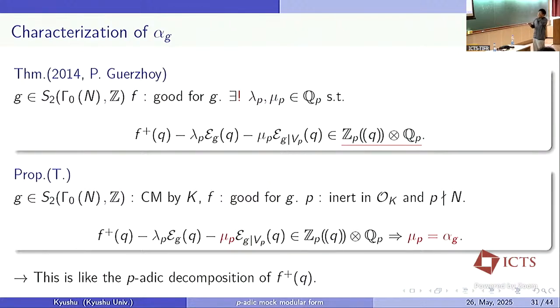Okay. First, we give the new characterization of alpha z. In 2014, Pavel Guerzhoy showed this theorem. Let Z be in S2 gamma 0 n, and F be a good drift for Z. Then there exist unique p-adic numbers, lambda p and mu p, such that F plus Q minus lambda p epsilon ZQ minus mu p epsilon ZVPQ is in GPQ tensor QP. And I focus on the coefficient of epsilon ZVPQ, and the speaker showed this mu p is equal to alpha z.